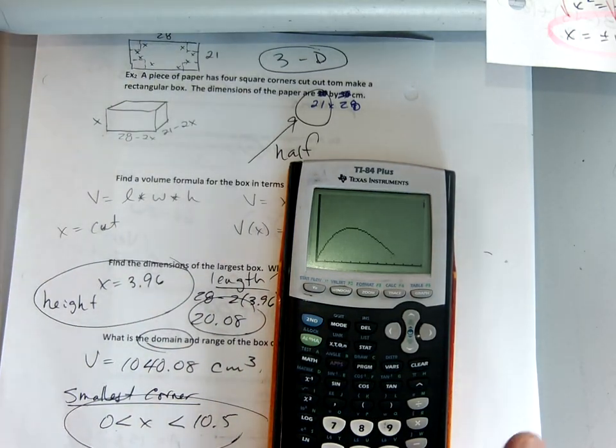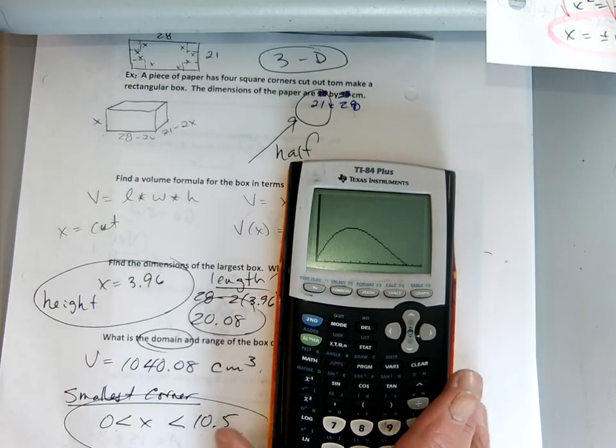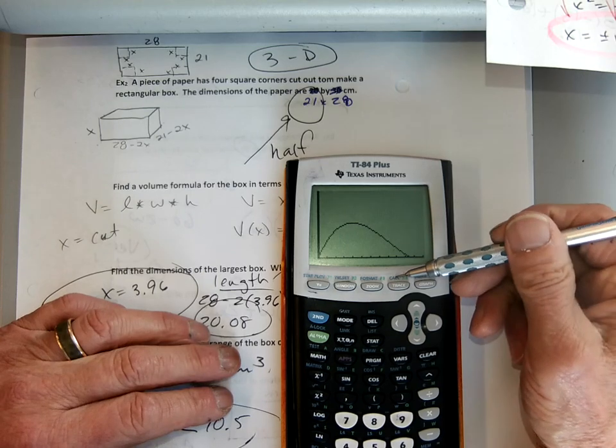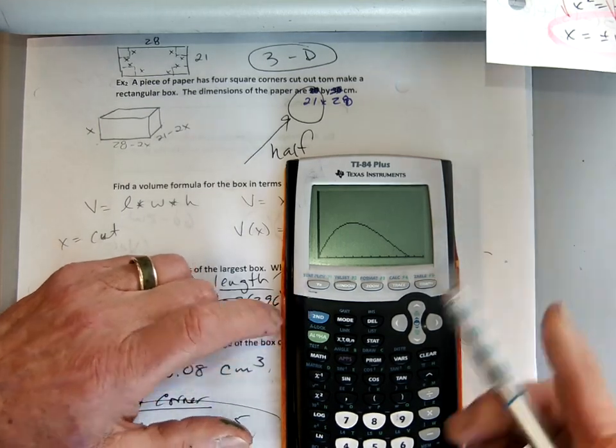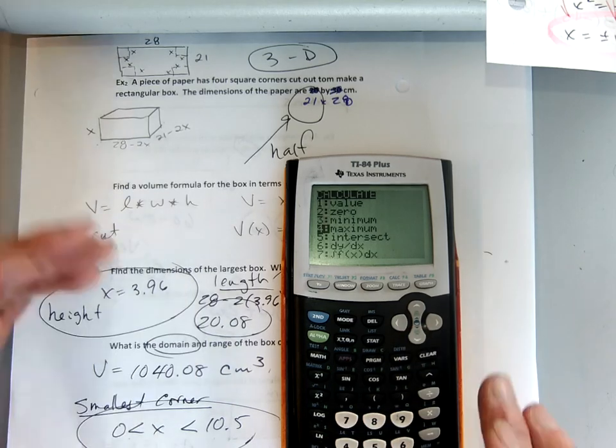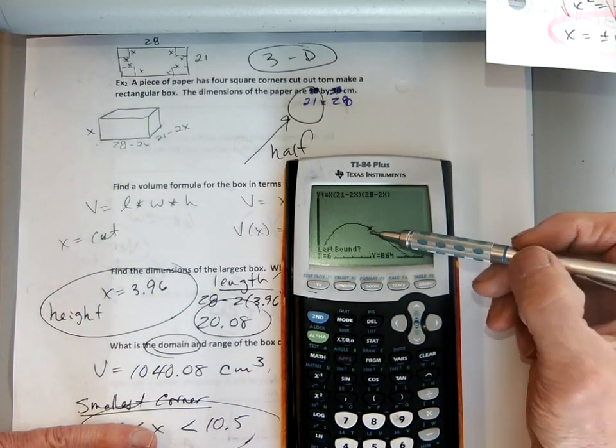So I push graph, and I'm looking for my maximum. Now here's a button in blue. So listen, here's my button in blue. So I want calculate. So I go to blue, second, calculate. Go to maximum. I'll look for the maximum. Enter. I need to tell the calculator where to look.